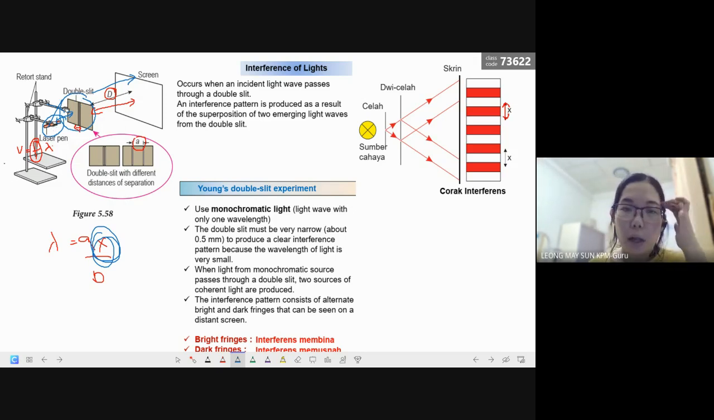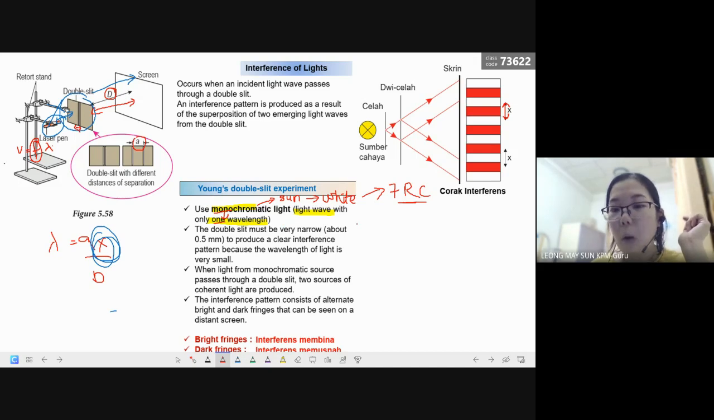So, Young's double slit experiment uses monochromatic light. Please do take note. Monochromatic light means a light wave with one wavelength only. The sun is white, and white means you have the 7 rainbow colors, so it is not monochromatic because there are multiple wavelengths. Mono means one. Monochromatic light means a light wave with one wavelength only.